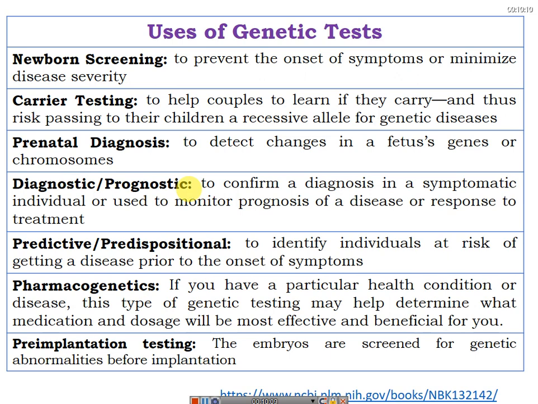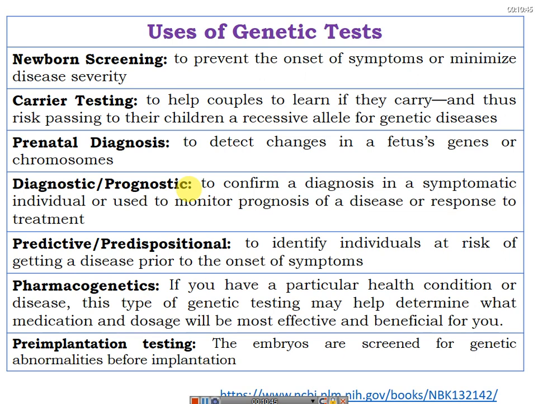And then we can carry out the diagnostic or prognostic genetic test to confirm a diagnosis in a symptomatic individual. If an individual is already showing the symptoms of some disease and we have a doubt that it might be a genetic disorder, then we can carry out the genetic test, and also to monitor the prognosis of a disease or response to a treatment, how the individual is responding, whether the disease is getting under control. In that situation we can carry out diagnostic or prognostic genetic testing.